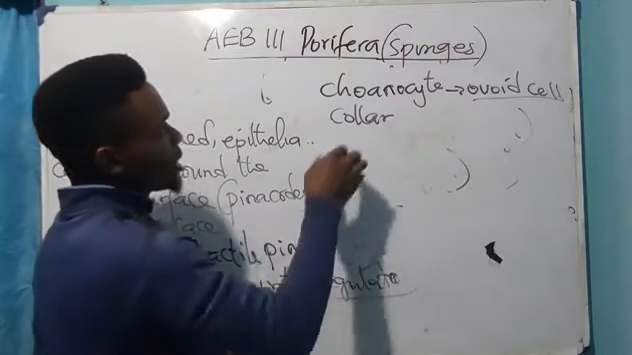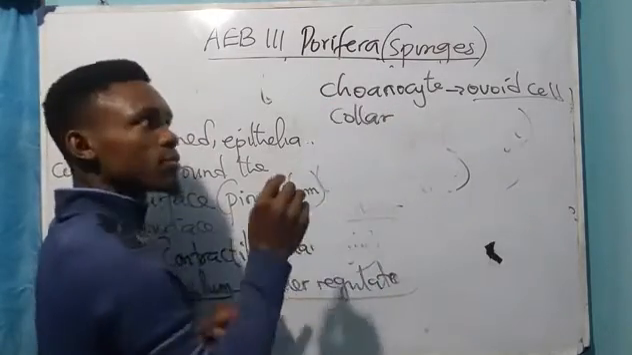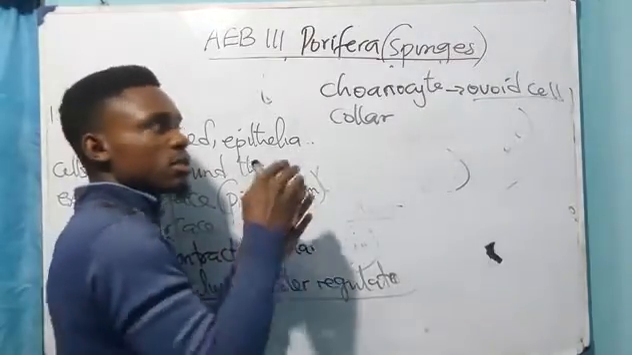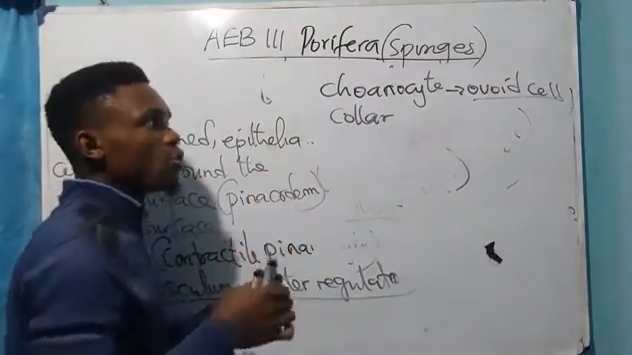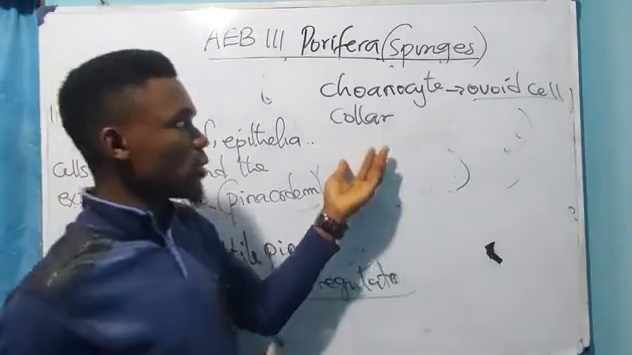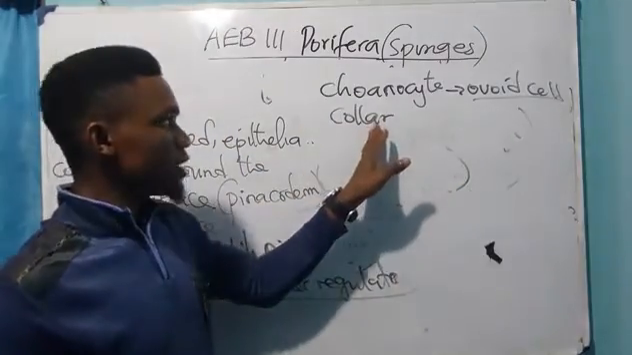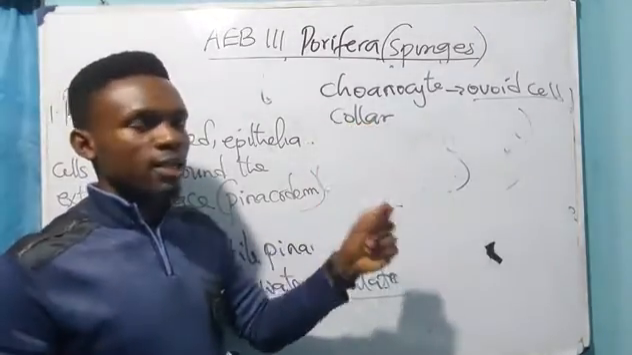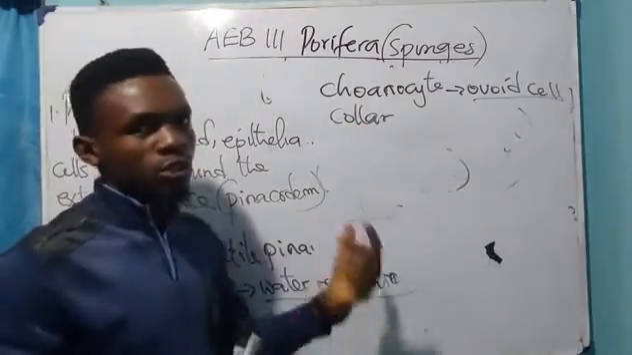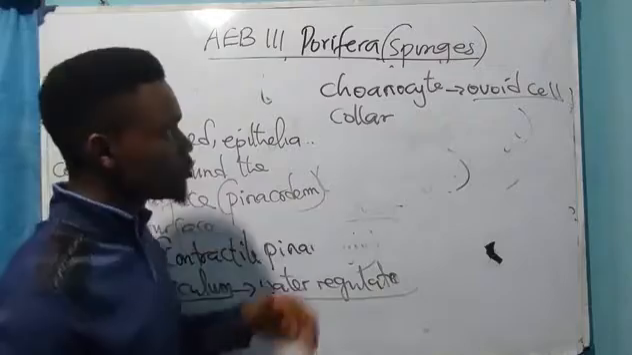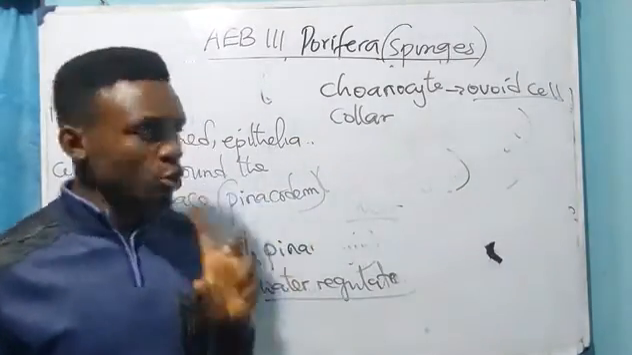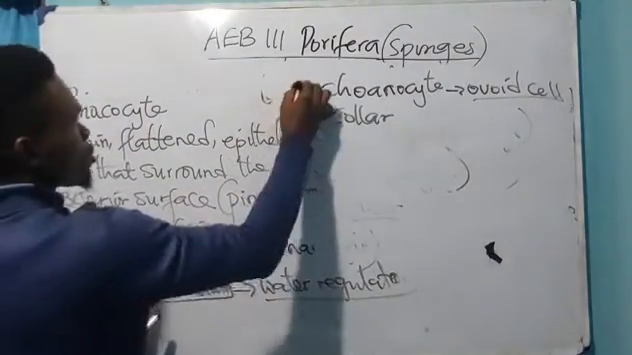And I said the choanocyte has one of its sides embedded in the mesohyl layer, while the other one is pointing outward, okay? It has flagella. By the beating action of the flagella, food is propelled into the body of the organism through the ostium. Don't forget that.